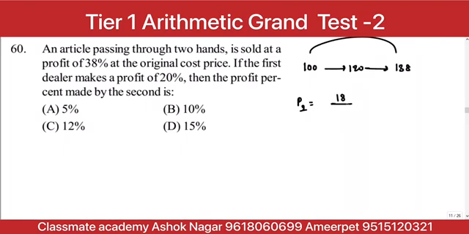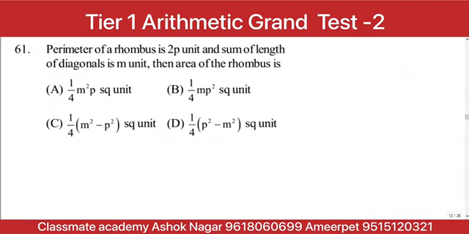18, upon which he is getting it? Upon 120, into 100. So you can clearly say it is how much? 6 3s are 18, 6 20s are 120. It is 15%. Overall profit is 38%.